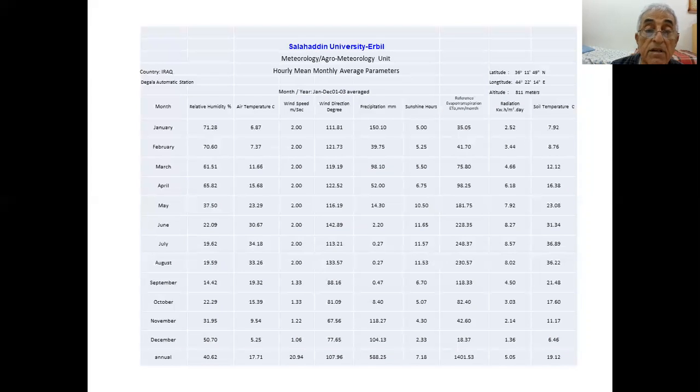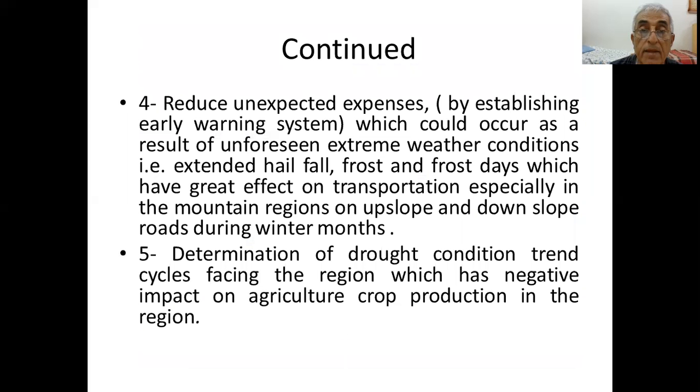This table is another, a 3-year average of data recorded at Degala Automatic Weather Station, which is located between Erbil and Koysanjak. 4, reduced unexpected expenses by establishing an early warning system, for expenses which could occur as a result of unforeseen extreme weather conditions. That is to say, extended hailfall, frost, and frost days, which have great effect on transportation, especially in the mountain regions, on upslope and downslope roads during winter months. 5, determination of drought conditions and trend cycles facing the region, which have a negative impact on agricultural crop production in the region.